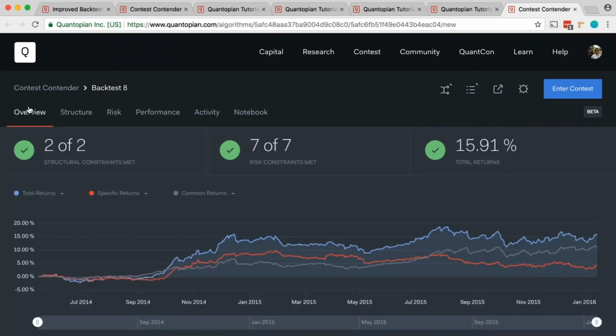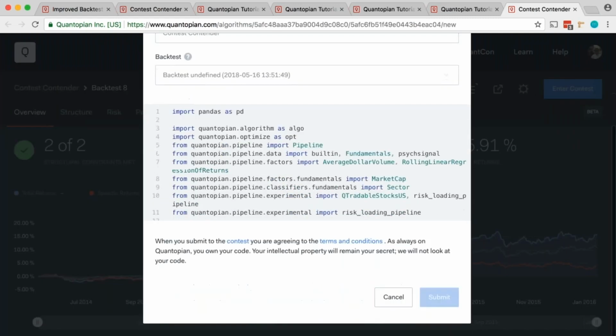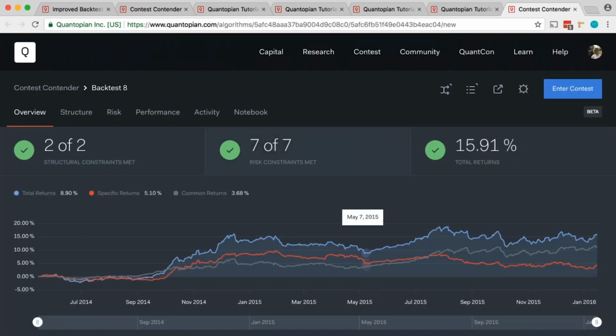So at this point, I'm in a pretty good place to enter the contest because I have 3 green check marks. I'm meeting all 9 of these constraints, and I also have positive total returns. And you can always hit enter the contest to do that.